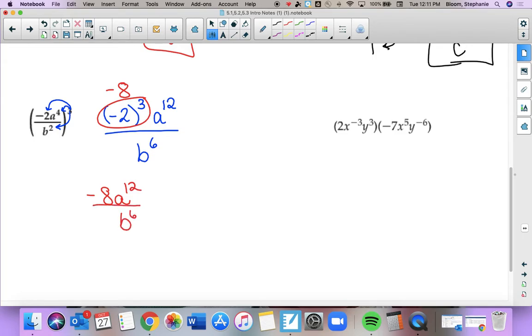Do I need to move anything? Do I need to move that -8? Why not, Rhea? That's right. Negative coefficients are completely fine. You just can't have negative exponents. So there would be my answer.